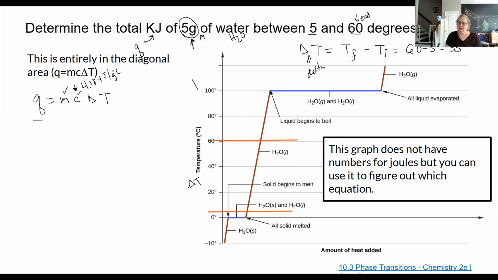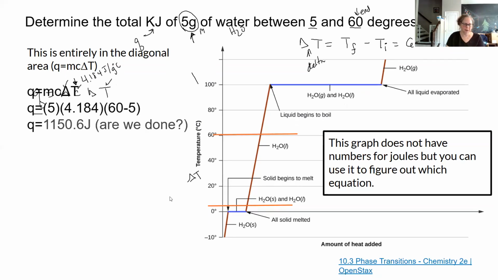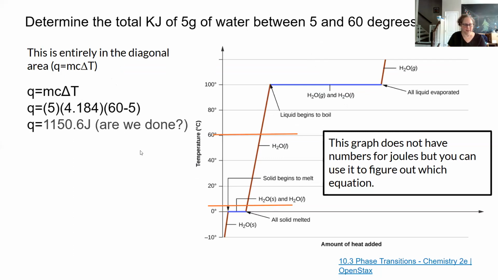Go slowly on your direction or you might end up with the wrong sign with the Q. But if you get the wrong sign with the Q and it doesn't logically make sense, you can always change it later. Yep. So we have an MC and a delta T. So now we can solve. Okay. 5 times 4.184 times the quantity of 60 minus 5, and that gives us 1,150.6 joules.